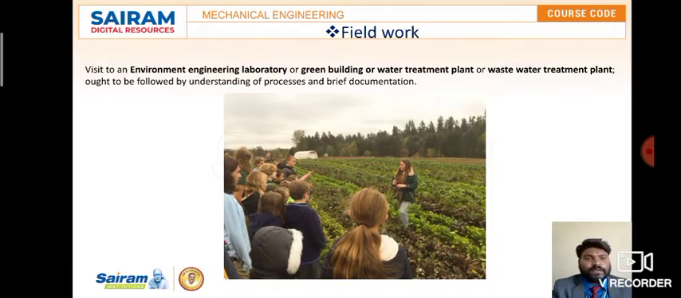So the first one is field work. What is that? Because we have to physically check and understand the process, how things are going on in the engineering laboratory related to the environment. So we have to visit the environmental engineering laboratory or green building or water and wastewater treatment plant. Just visiting these areas and understanding the process, and we have to document it. All these things comprise the field work. So this is all about the field work.